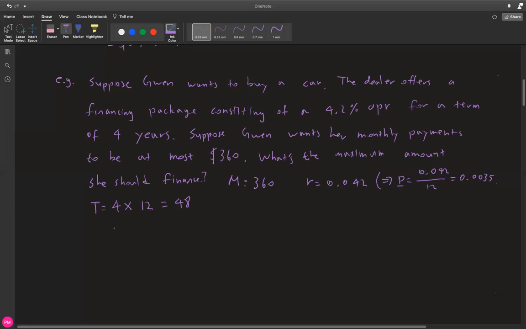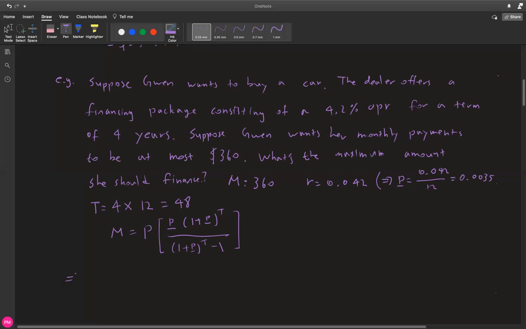So let's actually write down the formula. The formula says the monthly payment equals the principal and the periodic interest multiplied by 1 plus the periodic interest to the power of t, divided by 1 plus the periodic interest to the power of t minus 1. And we should be able to see that we actually know every little thing that we need to solve for p in this case.